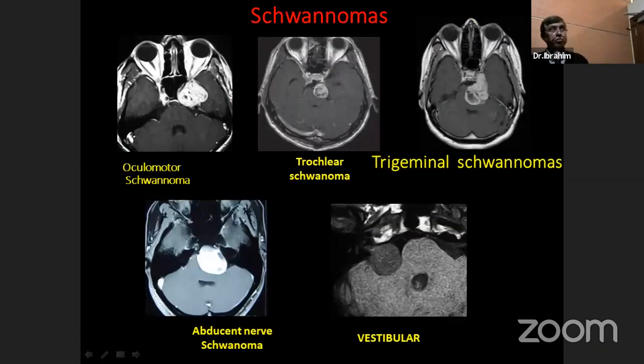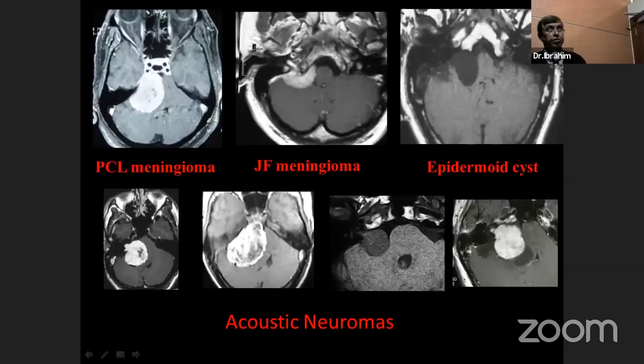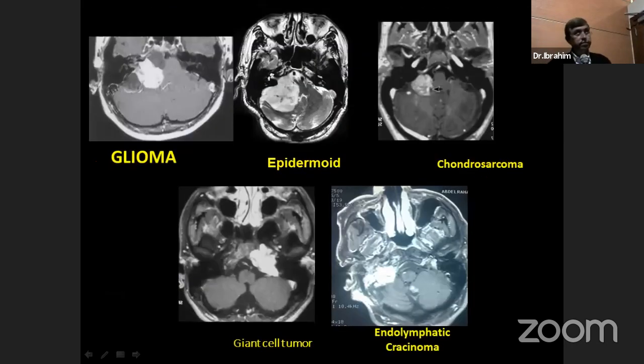Schwannomas: oculomotor, trochlear, they are all in the same place. Vagus nerve schwannomas, meningiomas, of course, jugular foramen, epidermoid tumors, acoustic neuromas, glioma going laterally like this, epidermoid going laterally like this, chondrosarcoma, giant cell tumor, endolymphatic carcinoma. Yes, they do exist.